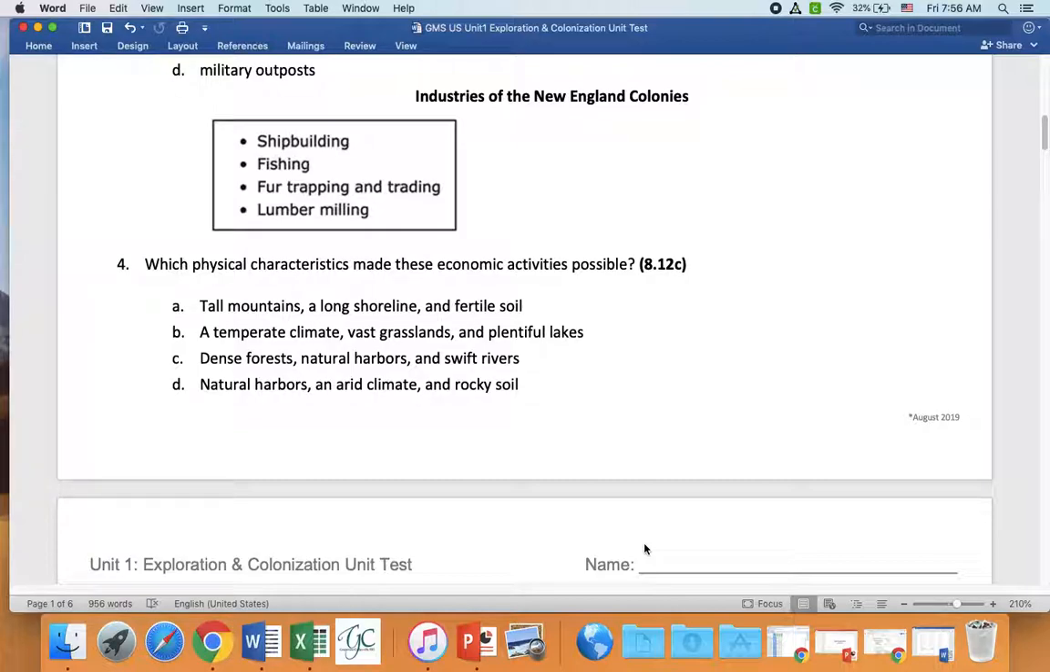A, tall mountains, a long shoreline, and fertile soil. B, a temperate climate, vast grasslands, and plentiful lakes. C, dense forest, natural harbors, and swift rivers. Or D, natural harbors, an arid climate, and rocky soil?